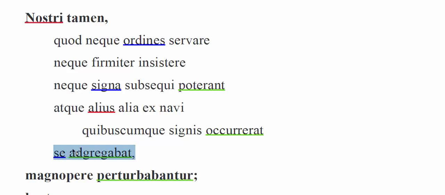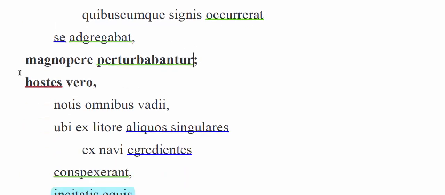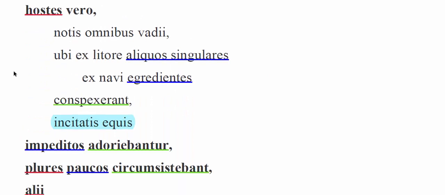So they're gathering around standards, but they're not forming ranks, which makes it hard. And as a result, of course, magnopere perturbanter, our men were very greatly thrown into confusion by all of this, passive verb. Let's scroll down now and see what's up with the hostes.